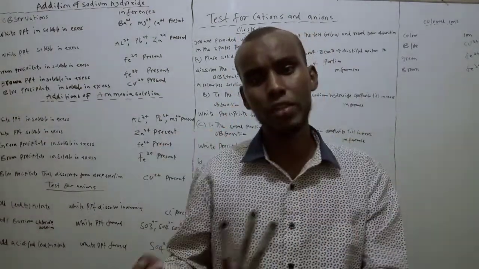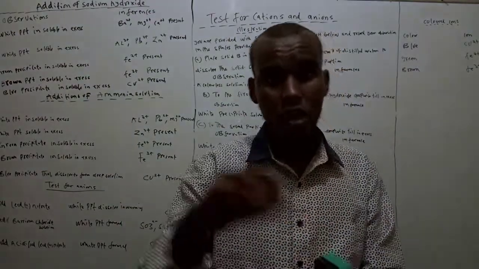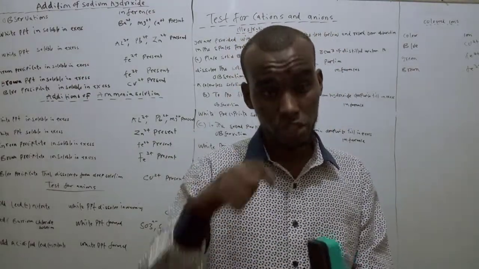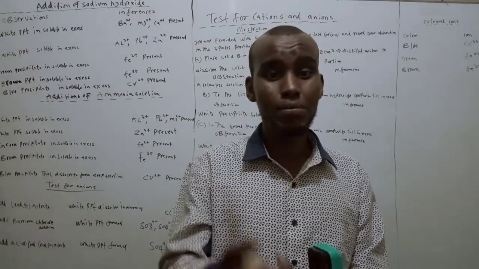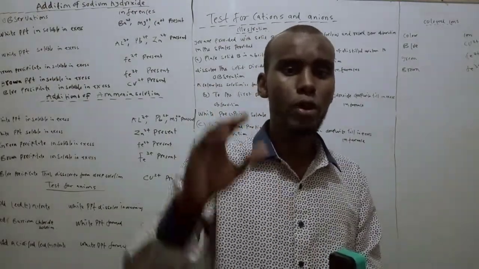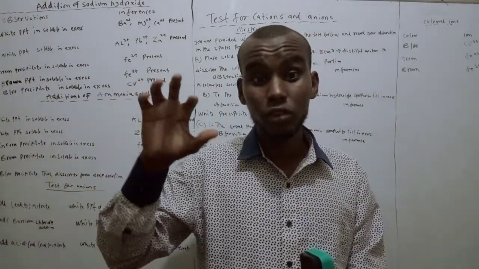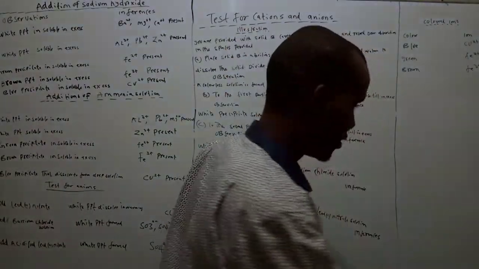We have already taken the solid B. We have put it in a boiling tube. Then we have added 8 centimeters cubed of distilled water. Now the solid B becomes a solution. Now that solution we need to divide into 4 portions. That means we are going to add into four different test tubes at equal size.